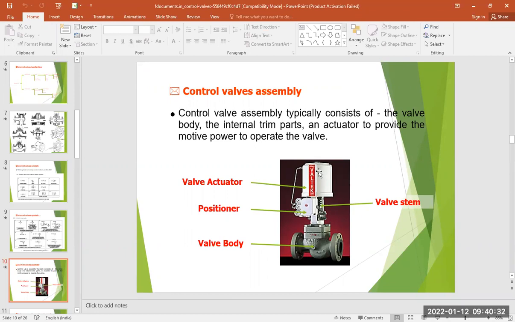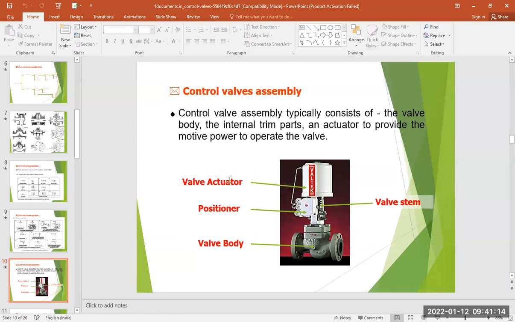This motion can be either a rotary type or a linear type. So we have to classify this valve category into two categories: one is the linear operation, another is the rotary operation. This actuator is a device that produces a motion by converting energy and signals going into the system. So this is called the actuator.